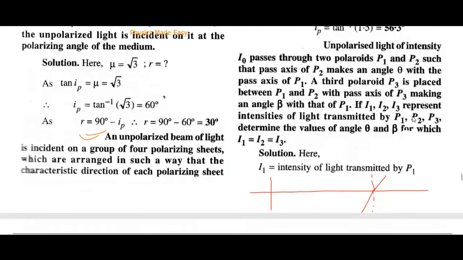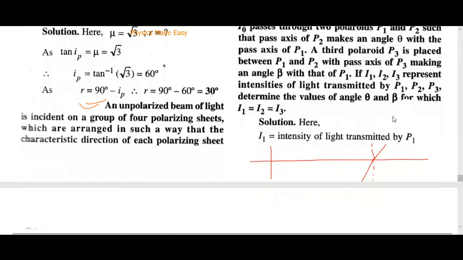Now what he says is that two polaroids P1 and P2 are such that the pass axis of P2 makes an angle theta with the pass axis of P1. So this is the pass axis of P2. Note down. This is the pass axis of P2. This is the pass axis of P1. This makes an angle theta here.